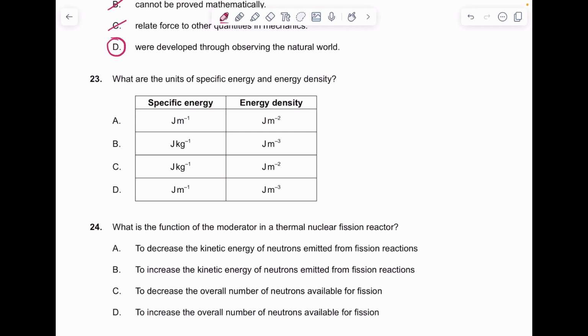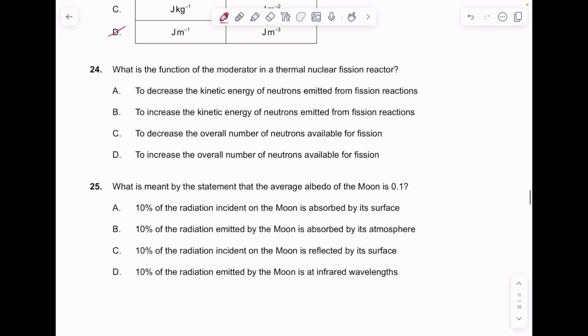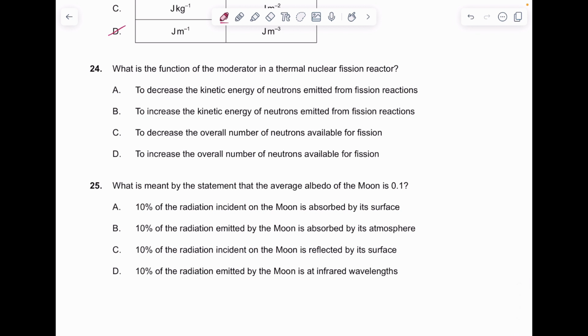What are the units of specific energy and energy density? This is a knowledge and definitions question. This is something you should know. So specific energy is joules per kilogram, so B or C. And then energy density, think about density. Density is mass over volume. It's the energy per volume of material that you're using. So joules per meter cubed. So that is B.